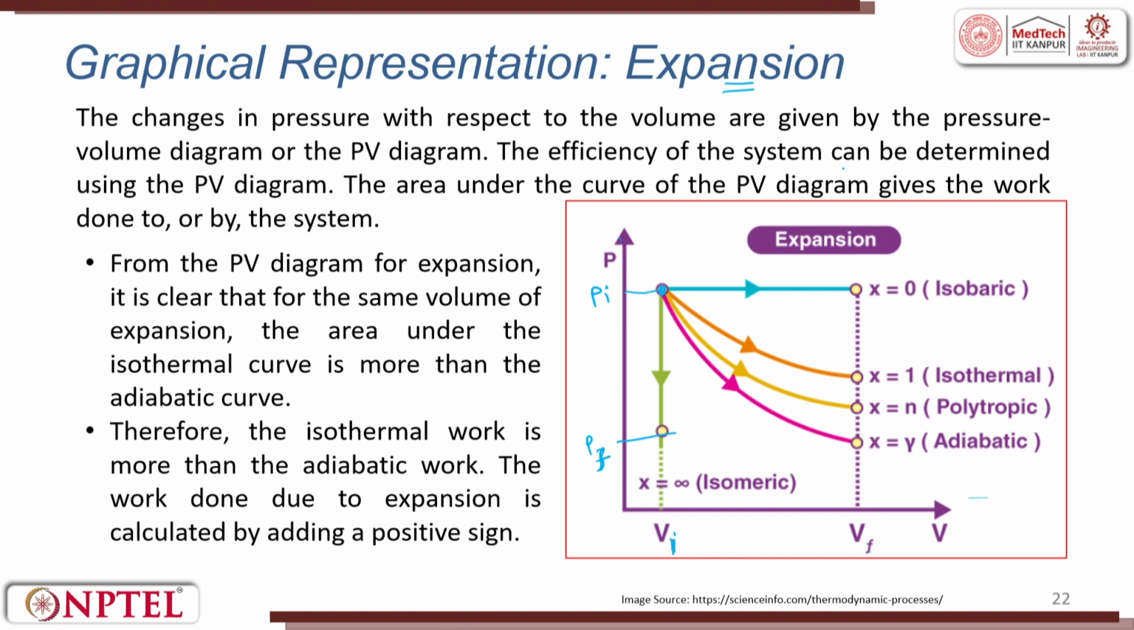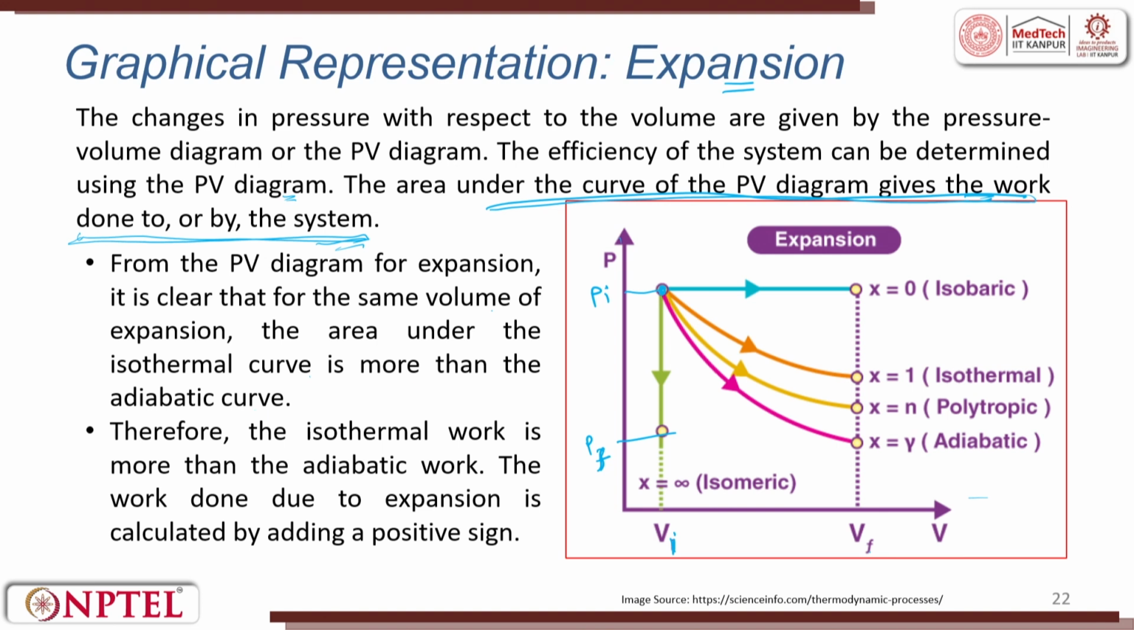The efficiency of a system can be determined using the PV diagram. The area under the curve of a PV diagram gives the work done to or by the system. Please understand this point. The area under the curve of a PV diagram gives the work done on or by the system. For a PV diagram of expansion, it is clear that for the same volume of expansion, the area under the isotherm curve is more than the adiabatic curve.